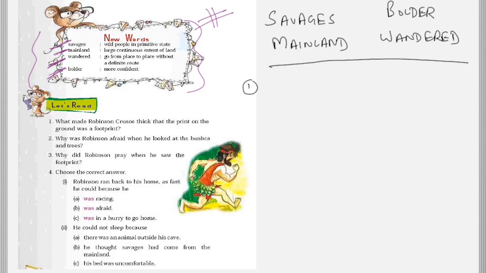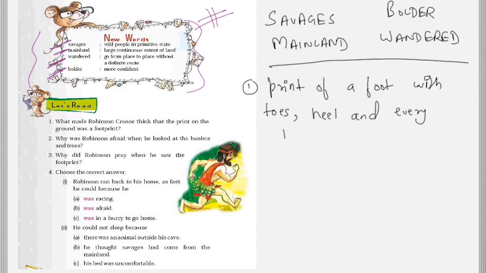So the footprint was exactly the print of a foot. It was the print of a foot with toes, heel, and every part of a foot. So Robinson Crusoe thought that the print on the ground was a footprint. Now, why was Robinson afraid when he looked at the bushes and trees?